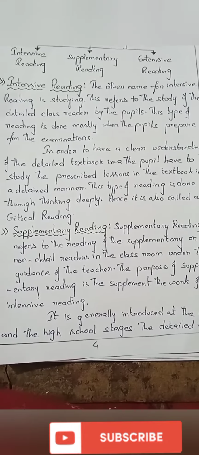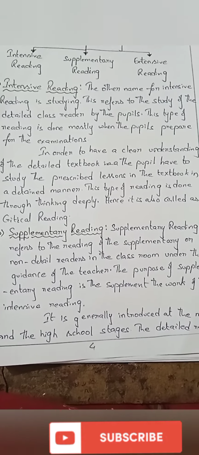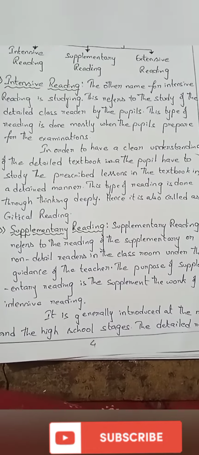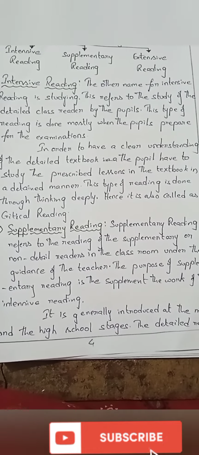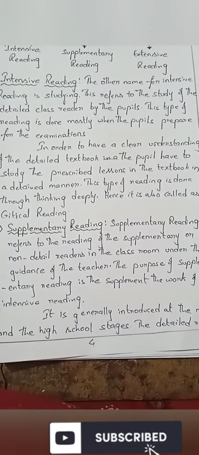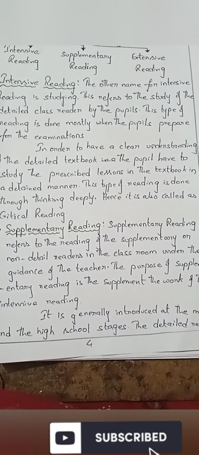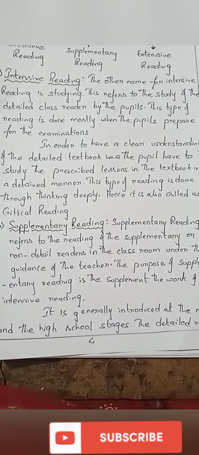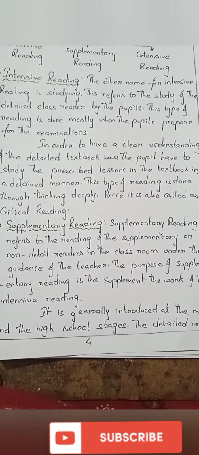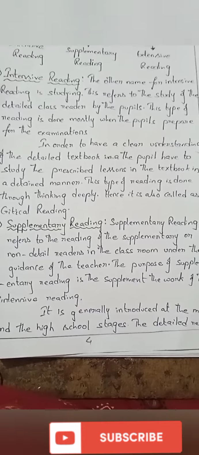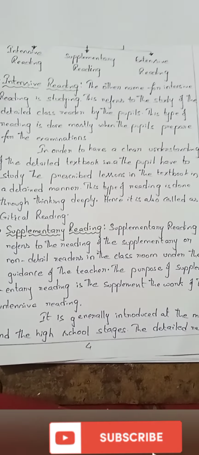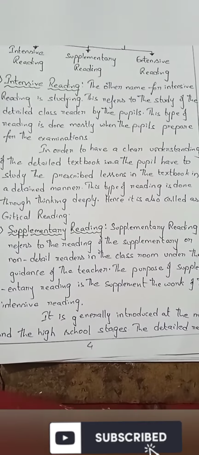In order to have a clear understanding of the detailed textbook, the pupil has to study the prescribed lessons in the textbook in a detailed manner. This type of reading is done through thinking deeply. Hence, it is called critical reading. Supplementary reading. It refers to the reading of supplementary or non-detailed reader in a classroom under the guidance of the teacher. The purpose of supplementary reading is to supplement the work of the intensive reading.